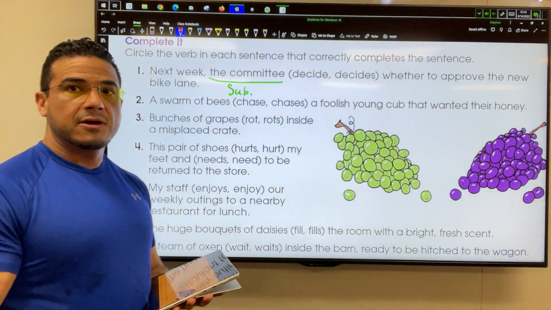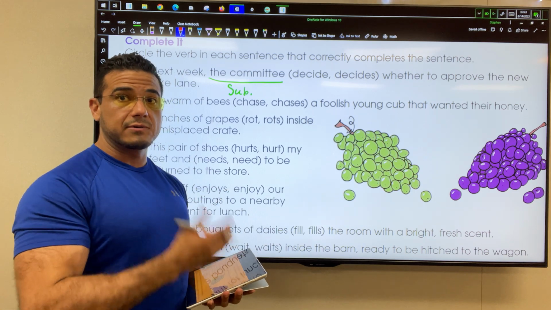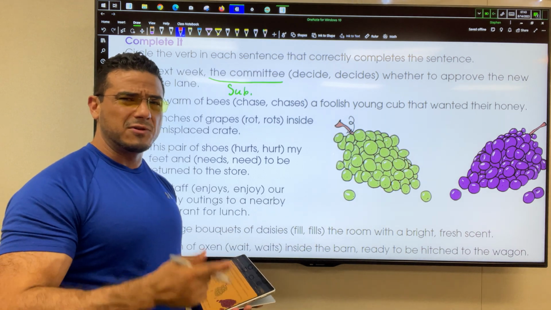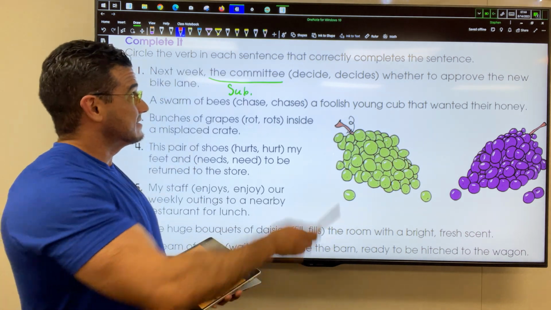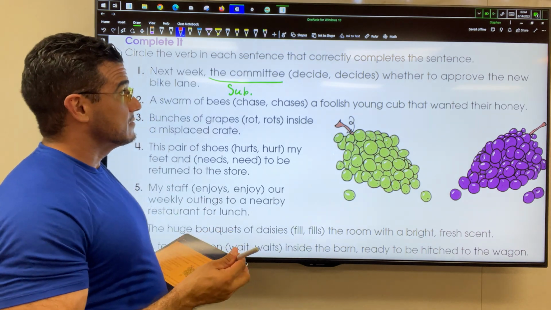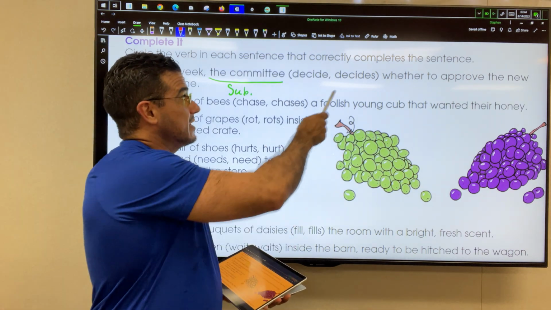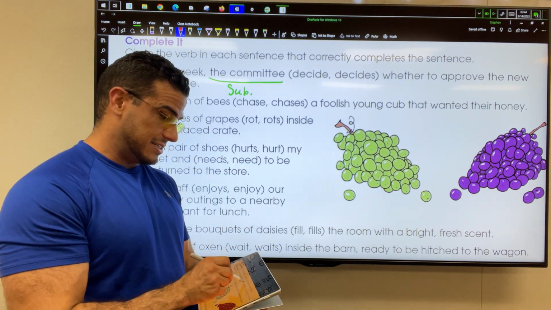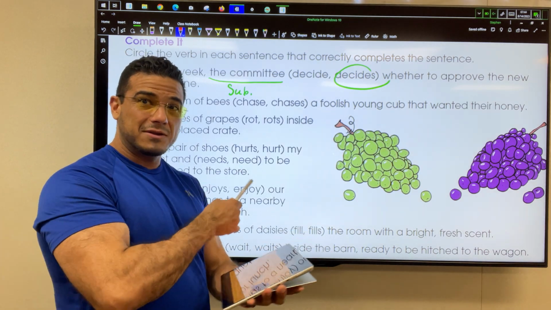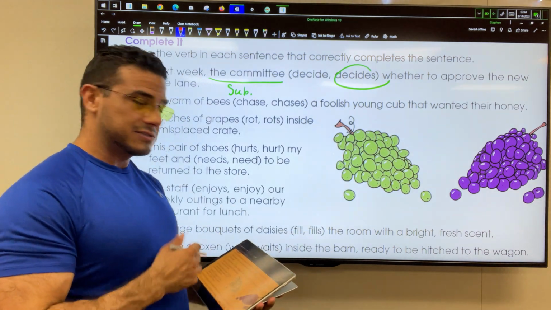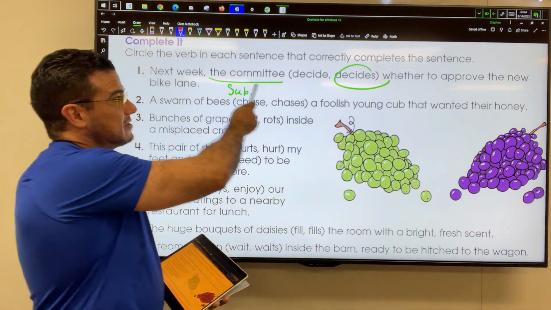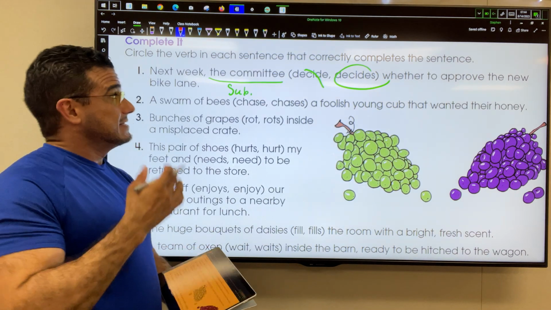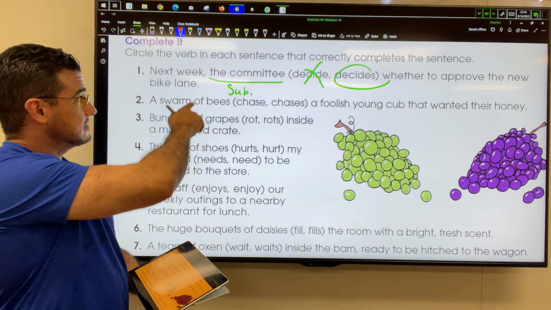Now we need to determine which verb is most appropriate to agree with said subject. Committee is a collective noun, so we're talking about a plurality of people, but it's a singular collective noun. It does not end with an S. So, in order for the subject to agree with the verb, I need to select the singular verb, which is decides, even though it ends with an S. So they do run in opposite directions, not quite what you would expect. Instead of next week the committee decide whether to approve the new bike lane, which would be incorrect, it would be decides.